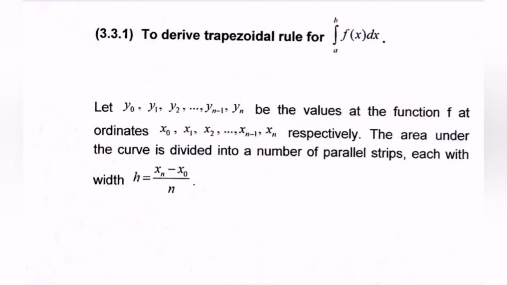Let y0 be the value of y, and y1, y2, and so on be the values of the function f at the ordinates x0, x1, x2, and so on, respectively. The area under the curve is divided into n parallel strips. So here we have the keywords: parallel strips, each with the width h. n is the number of strips, or subintervals, or parts. So we have the formula for finding h.